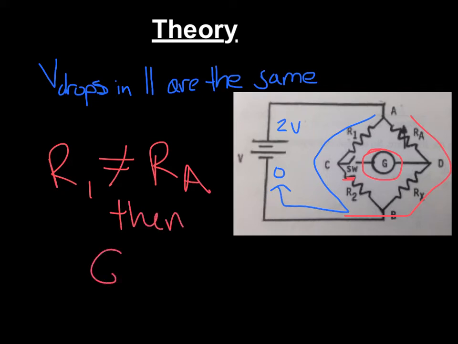So G is your galvanometer, and it reads current. If it reads not 0, it reads current. If there's electrons flowing through here, that means that RA and R1 are not equal. Which means in this lab, you are looking for nothing. Nothing is a good thing.